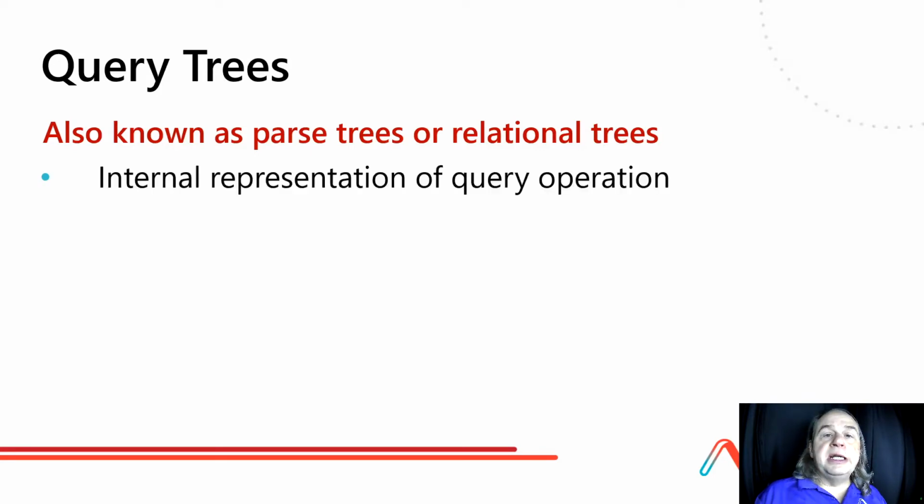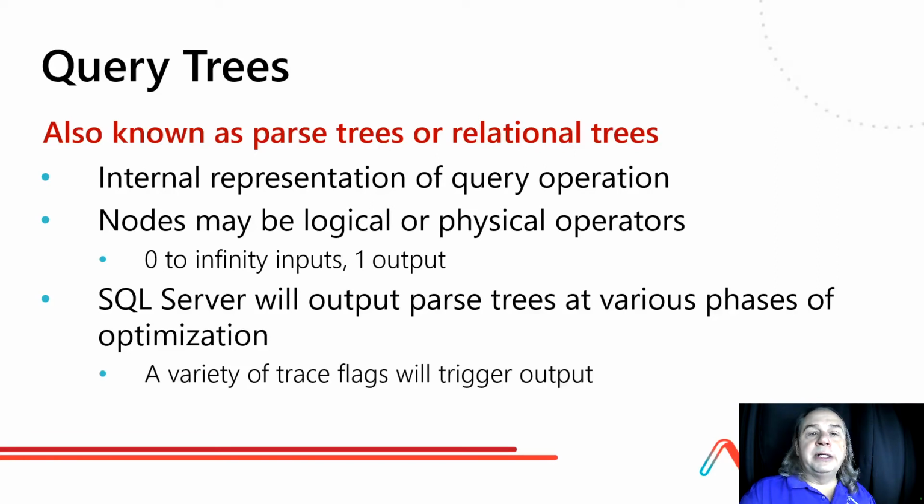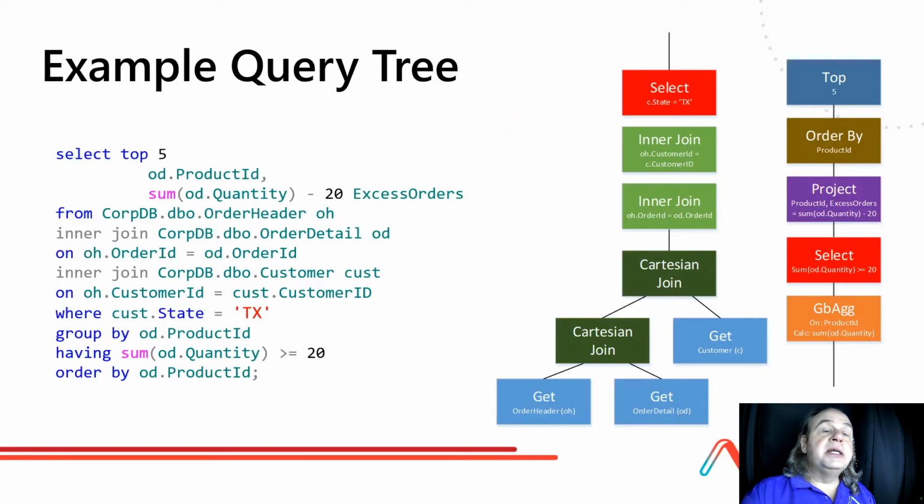A query tree is an internal representation of the text of the query. I've got a lot of text up here about some of the properties of a query tree, but I find it a little more instructive to look at a graphical representation. So here we have the same query that I showed you earlier, and something that might be a corresponding query tree.